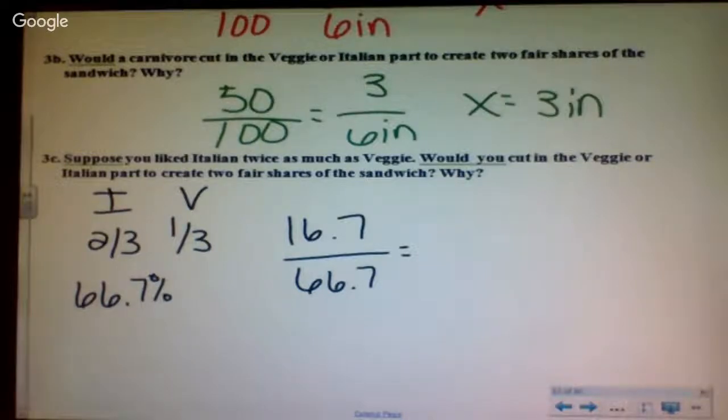Where did that come from? I want this to equal 50. If I subtract 16.7, I get 50. Okay. That's where that's coming from. Right, because it's percent. I get that.